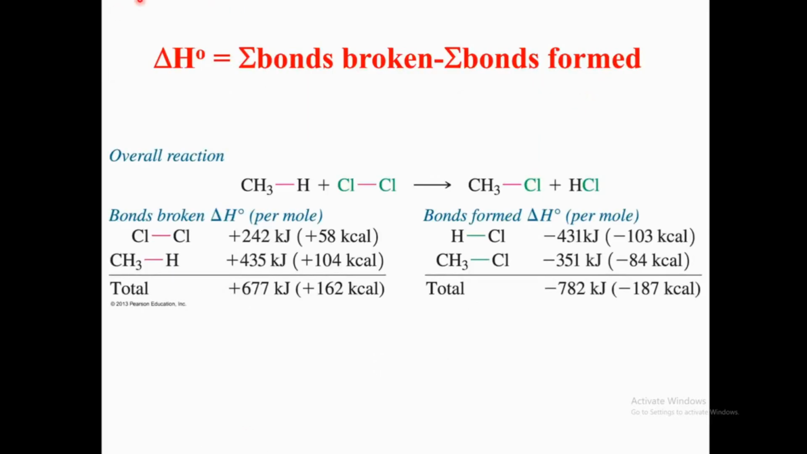kilocalories. This is the formula for the heat of reaction: bonds broken minus bonds formed. So the overall reaction is the reaction of methane with chlorine, and the bonds formed are between carbon and chlorine, and between hydrogen and chlorine. The bond broken is between carbon and hydrogen, and the bond broken between chlorine and chlorine. So breaking the chlorine bond requires energy of 242 kilojoules, and breaking the carbon-hydrogen bond requires energy of 435. So the net bond energy broken is 677.